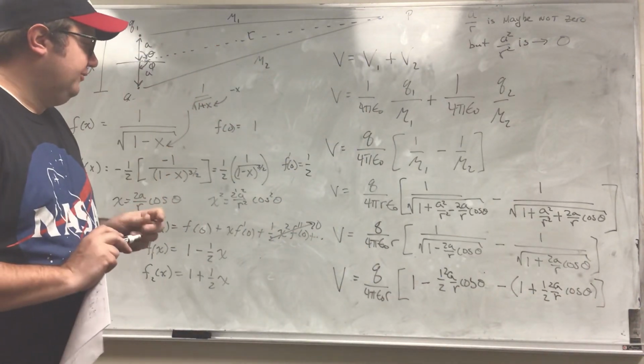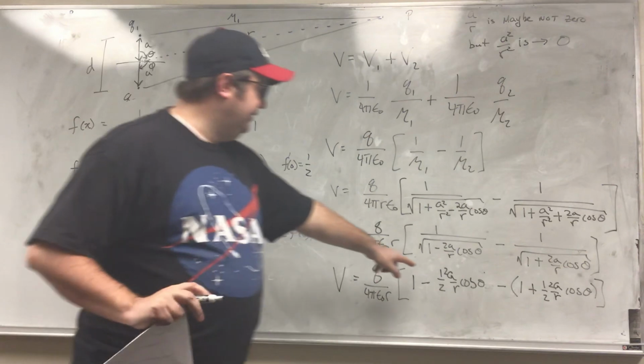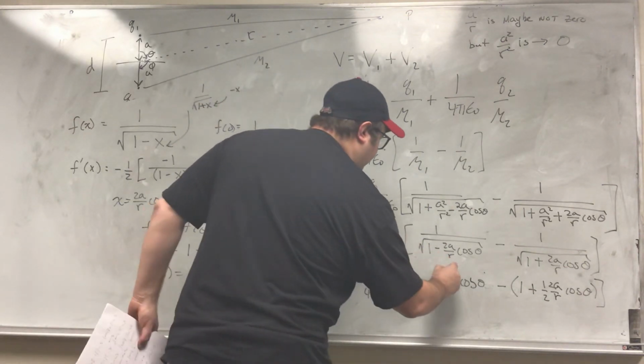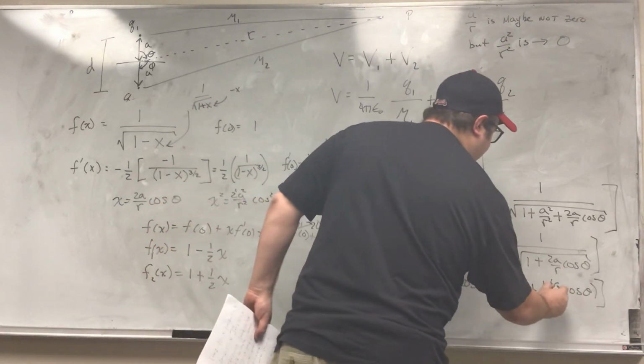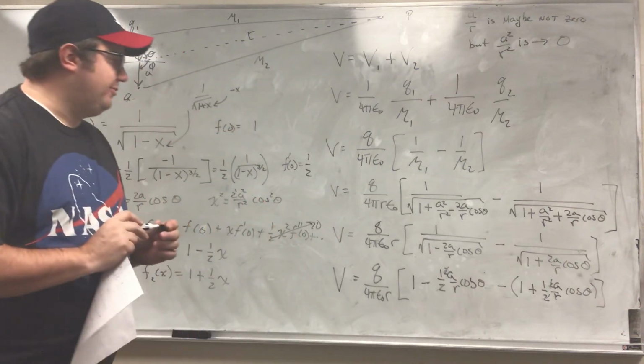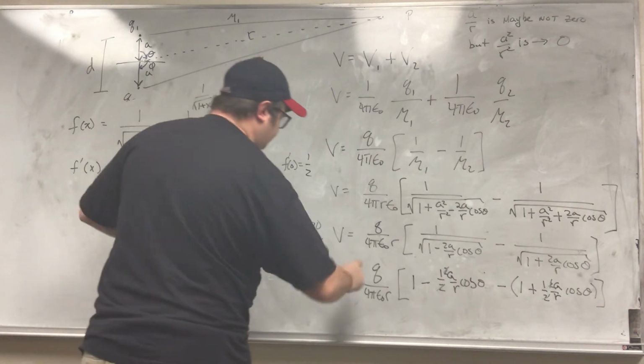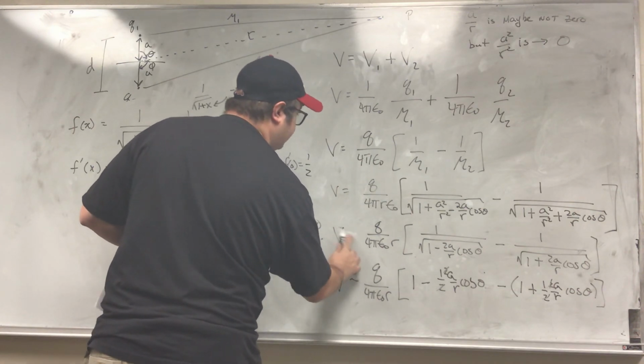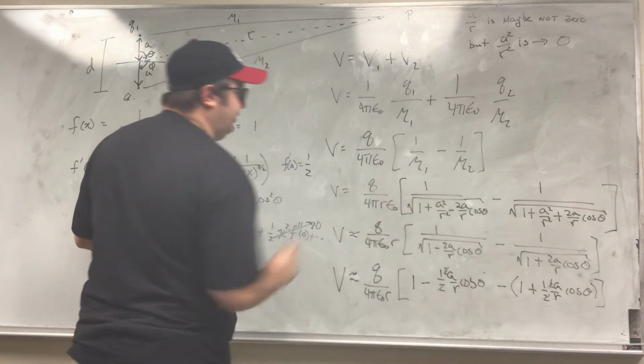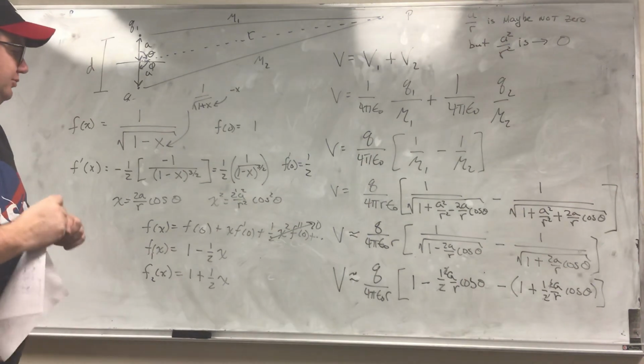Right? So notice there's a 1/2 and there's a 2, so they're going to cancel. Right? And so now I just need to do some arithmetic here. This is approximate now. Well, it was approximate here too, once I got rid of the a squared over r squared term.